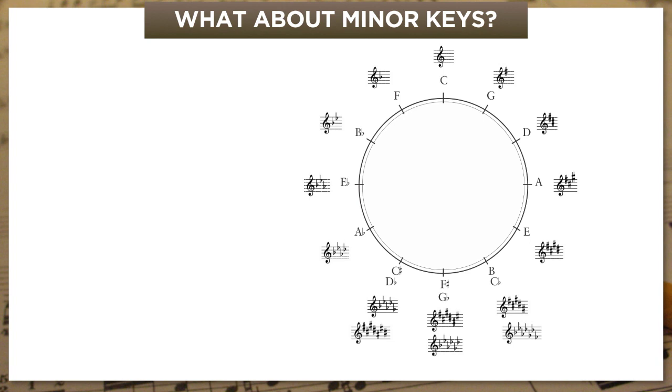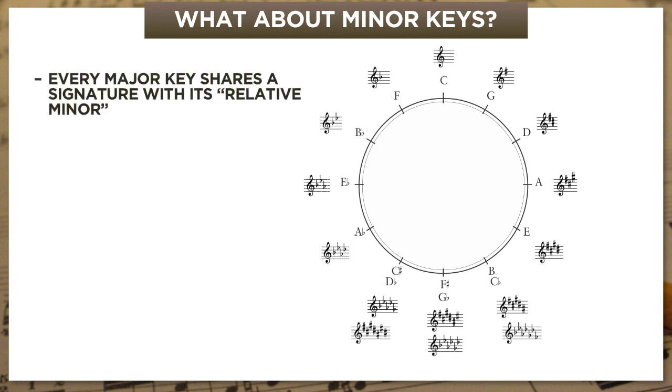Then you'll notice I haven't talked about minor keys yet. We've just been talking about major so far. Thankfully, this is pretty easy. Every major key shares its signature with what's called its relative minor. So I'm going to put these on the inside of the circle. Major keys on the outside in uppercase, minor keys on the inside in lowercase.